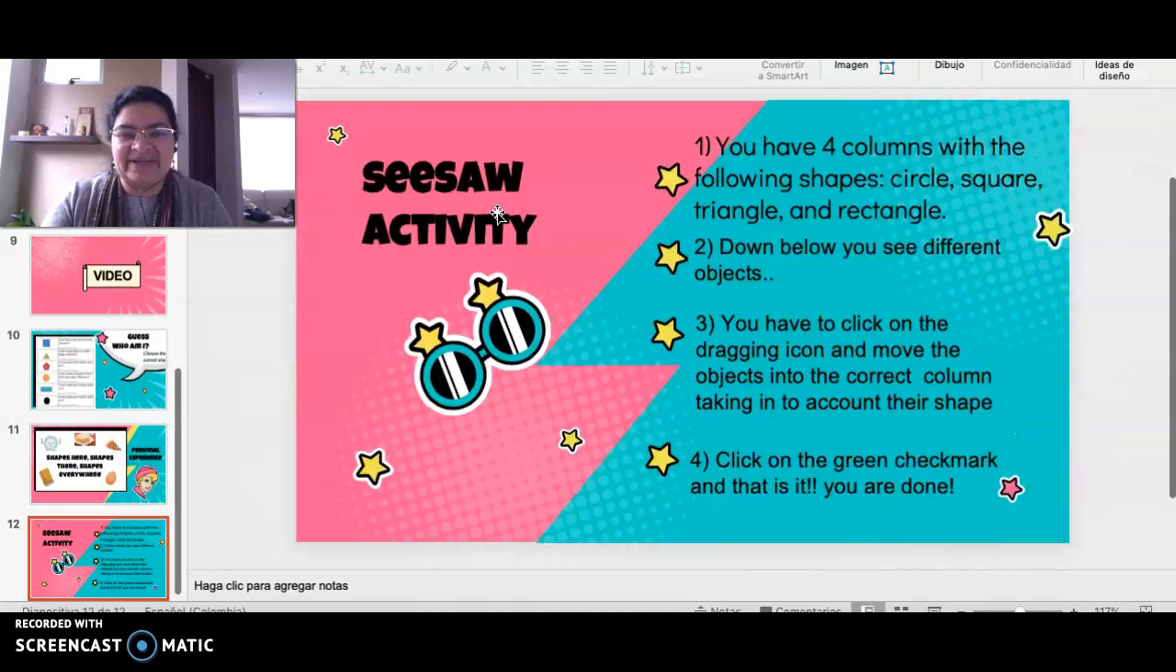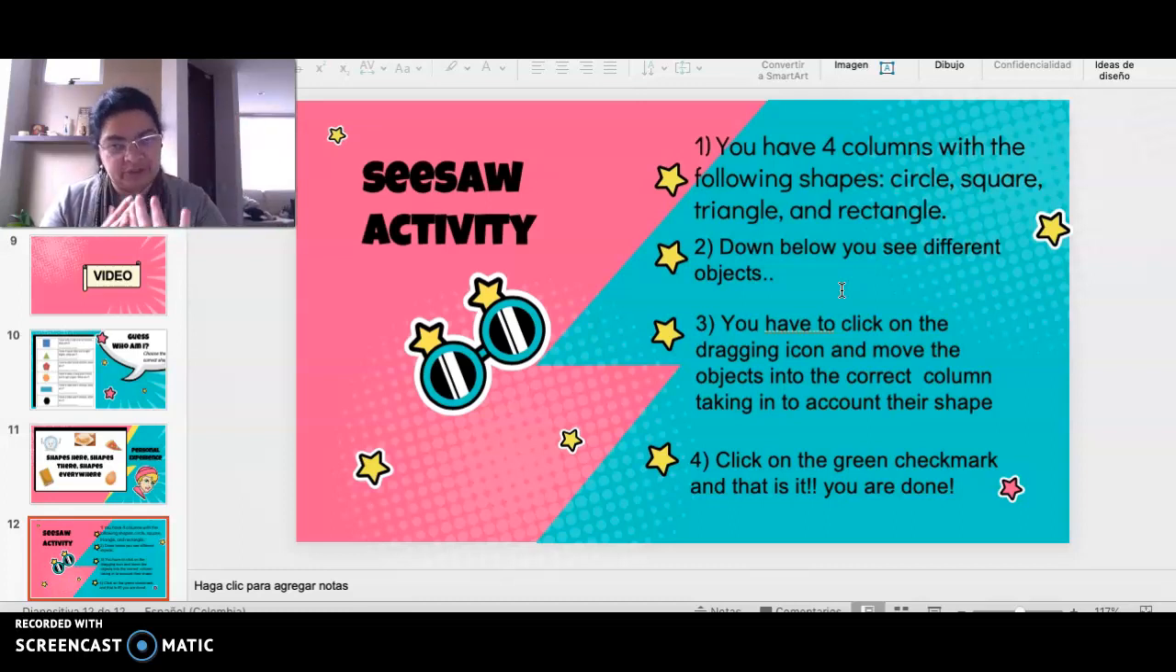Now that you have reviewed all the shapes, flat shapes or plane shapes or 2D shapes, you are going to do an activity in Seesaw. What do you have there? You have 4 columns, and you have models: circle, square, triangles, and rectangles. Down in the activity you have many objects, and you have to drag and move the object to the corresponding column.